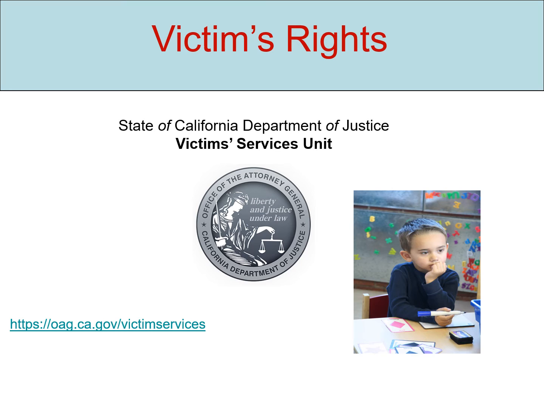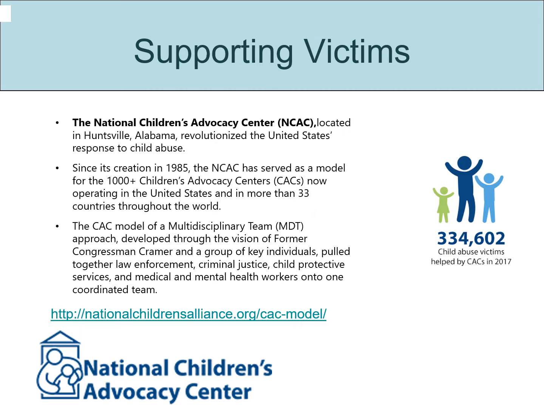We also need to remember that children suffering from child abuse and neglect are victims, and that they have certain rights just as adult victims. And so the State of California Department of Justice Victim Services Unit has information available on the website provided on this page. So some ways that we can support victims is to participate in the National Children's Advocacy Centers, which originally was located in Huntsville, Alabama. And this revolutionized in the United States our response to child abuse. And it led to the establishment of children's advocacy centers, and sometimes they're called children's justice centers. And you can find more information on the web page located on this slide.